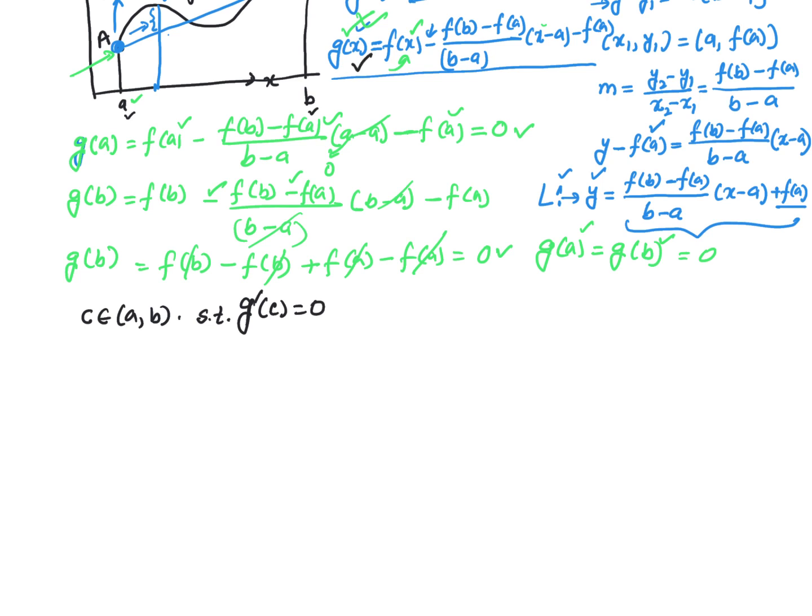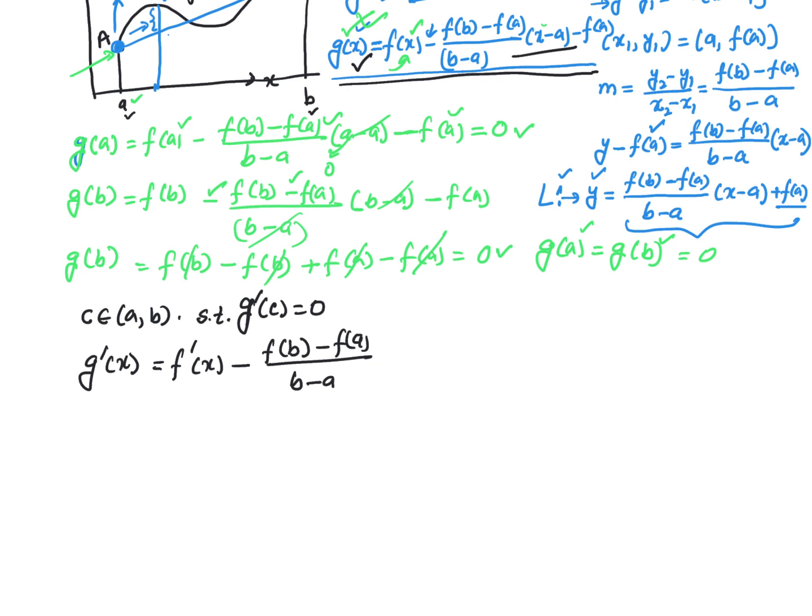What is my g, which is this right here? So I'm going to take g prime of x. So g prime of x, look at this, is going to be equal to f prime of x minus the derivative of the second term, f of b minus f of a divided by b minus a, that's a constant. And the derivative of x minus a is just 1, so we don't need to worry about it. Then the derivative of f of a is 0. So this is the derivative.